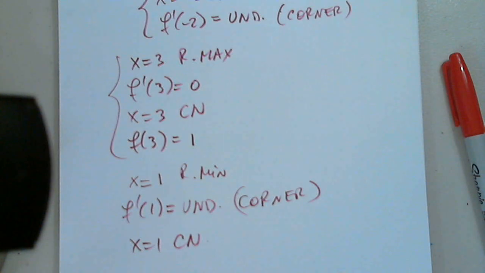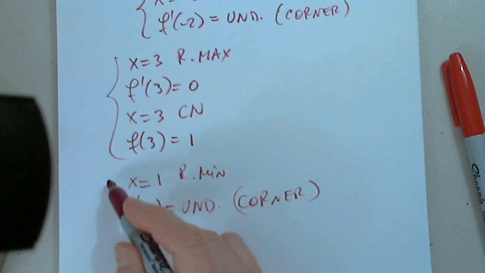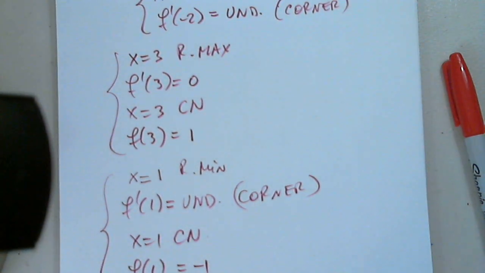If there is a relative max or a min there, it must be a critical number. And finally, yes, it is. Very good. And finally, f of 1. -1. Awesome. Indeed, f of 1 is -1.